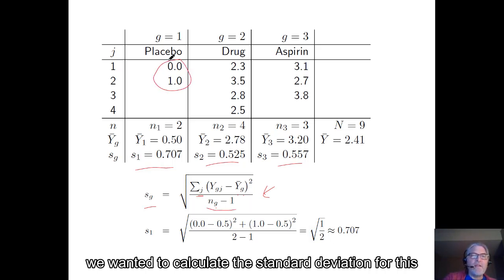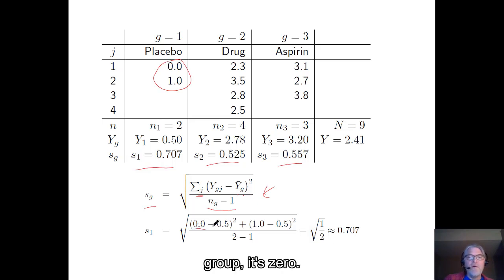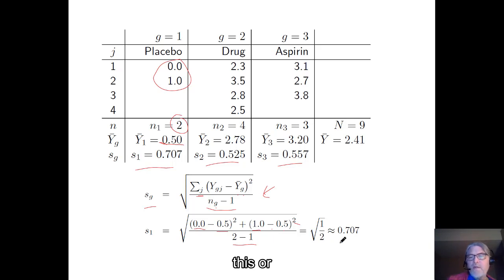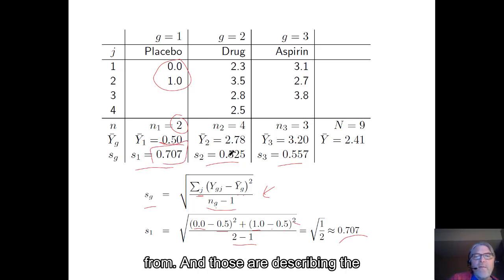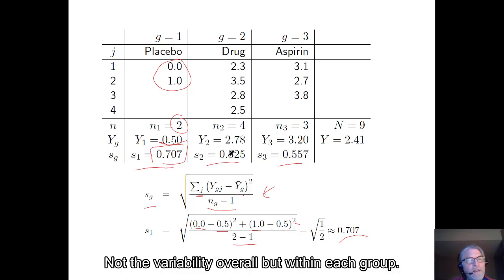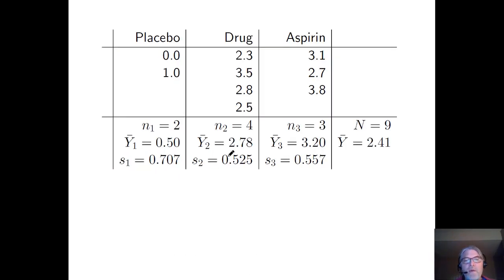So for instance, if we wanted to calculate the standard deviation for this group, it's 0 minus 1/2, there's our group mean of 1/2, squared, plus 1 minus 1/2 squared. We add up those two things, and the denominator is 2 minus 1, because we have sample size of 2. So we end up with a square root of 1/2 for this, or 0.707. So that's where these numbers are coming from. And those are describing the variability within each of the groups. Not the variability overall, but within each group.